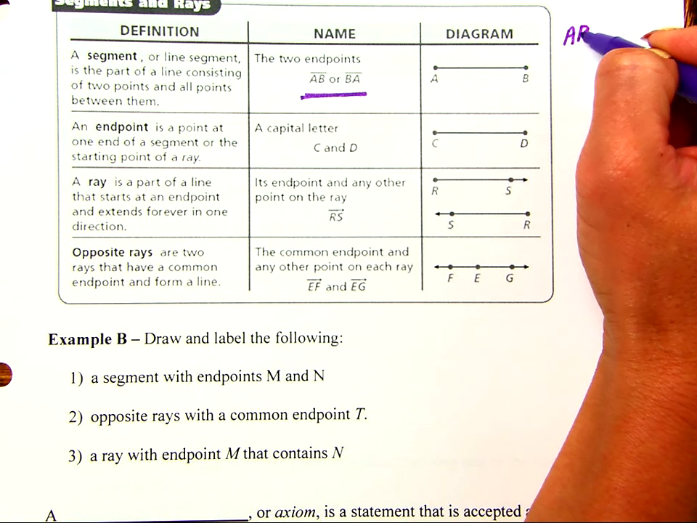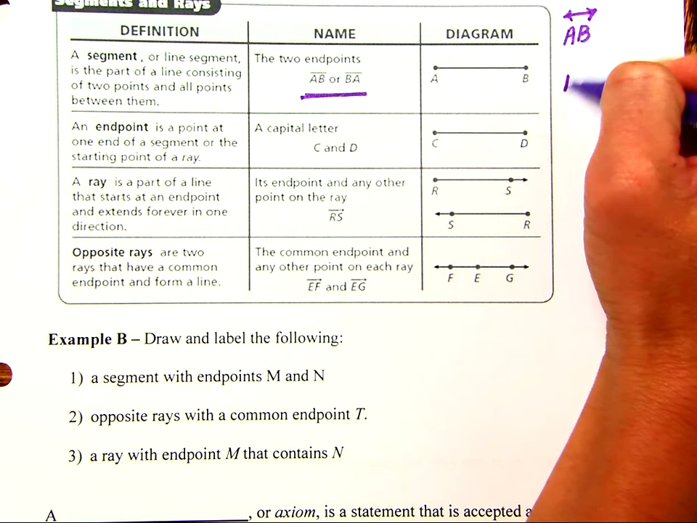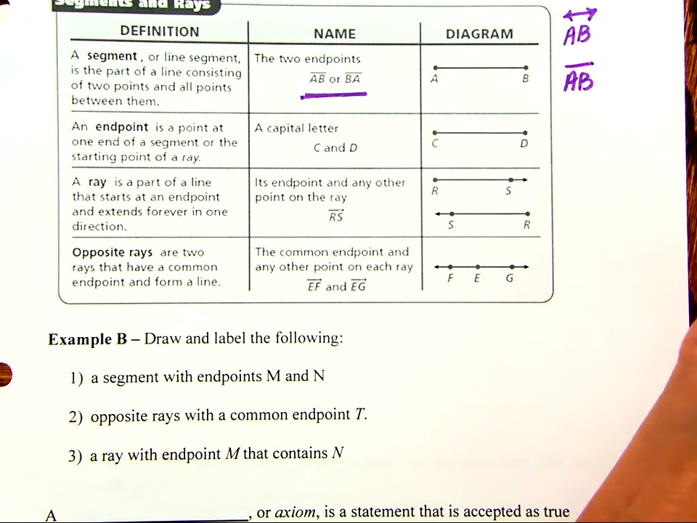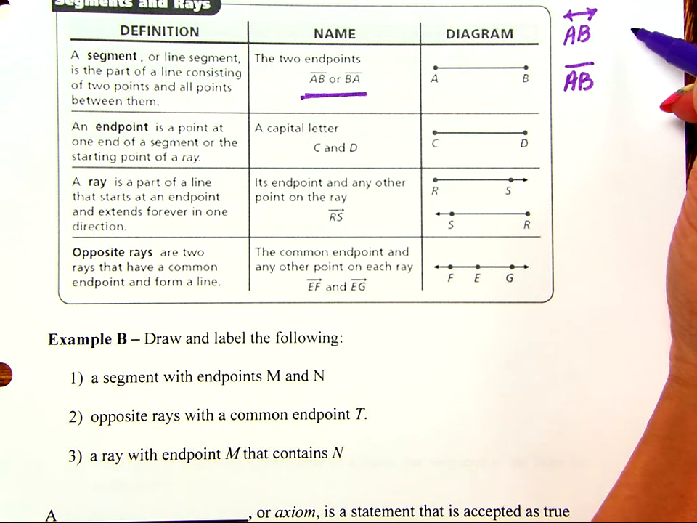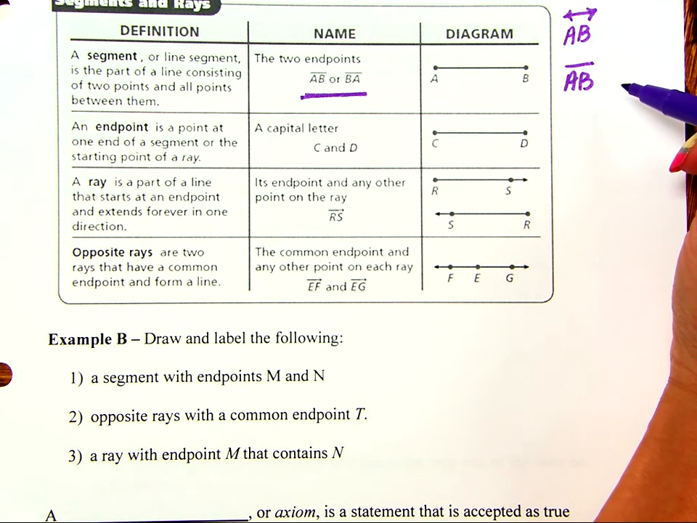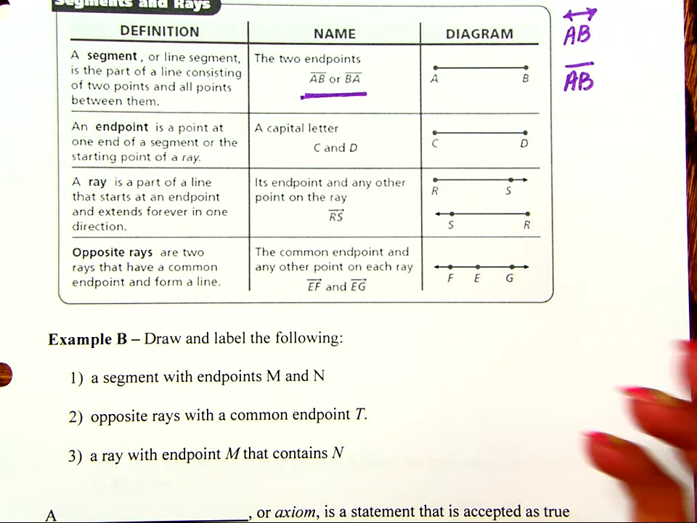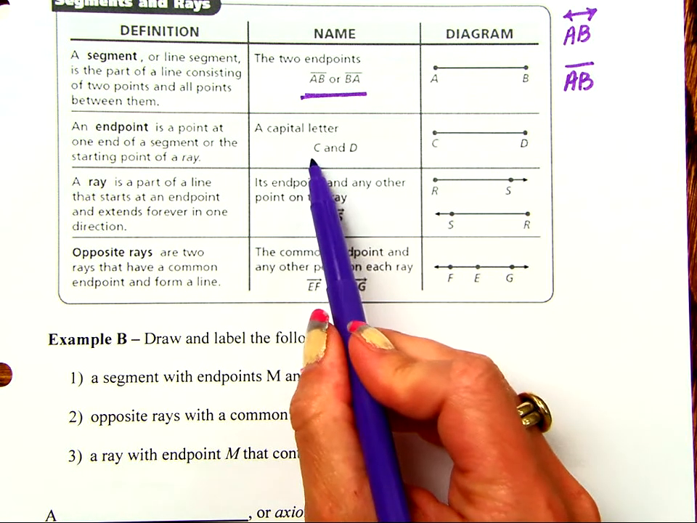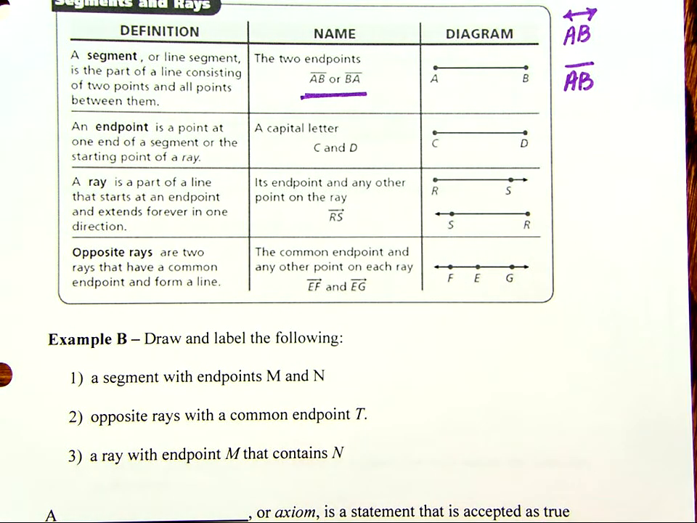It is important to know that something like this and something written as so mean two different things. This is referring to line AB and this is referring to segment AB. So it's important that you put that notation at the top. The endpoints of our segment are simply that. They're just points, so they name it with a capital letter.